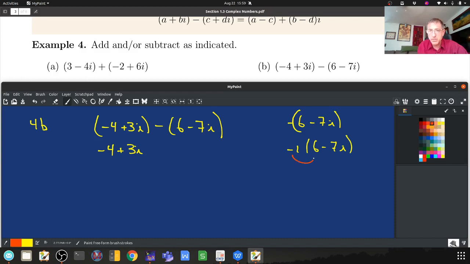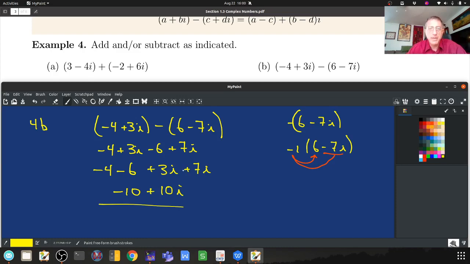I'm just going to multiply each of these terms by minus 1. Minus 1 times 6 is minus 6, and minus 1 times minus 7i is plus 7i. Now I just collect like terms: the pure real terms and the pure imaginary terms, and I simplify. Minus 4 minus 6 is minus 10. 3i plus 7i is 10i. So there we go. Not too bad.